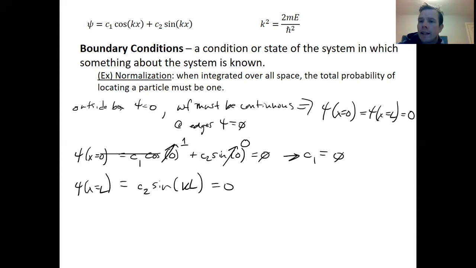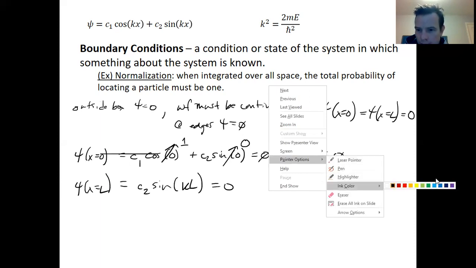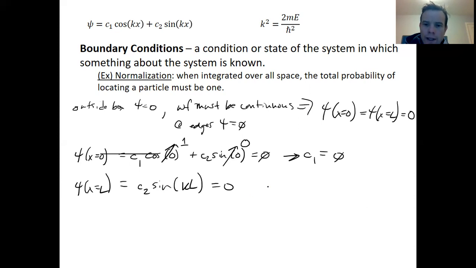So how can I make this statement true? Well, one answer that students commonly give would be to say that, well, C2 could be 0. And that's true. That would work. But then we get an answer of 0 equals 0, right? It's a null solution, so it doesn't really work.